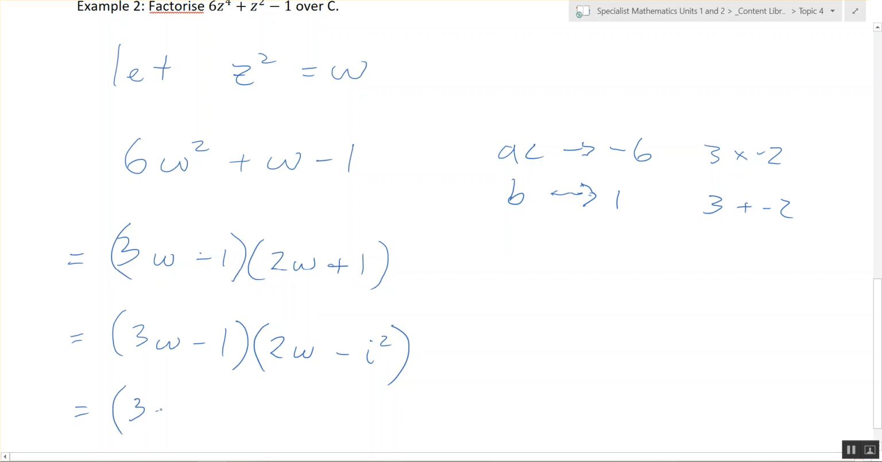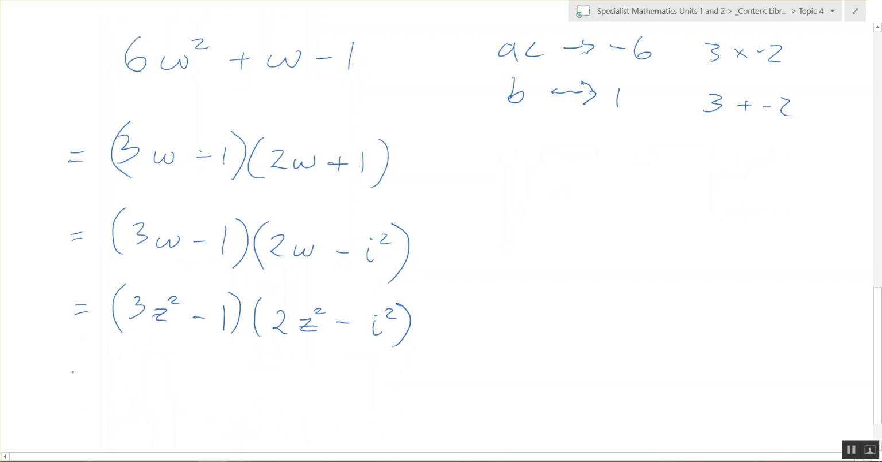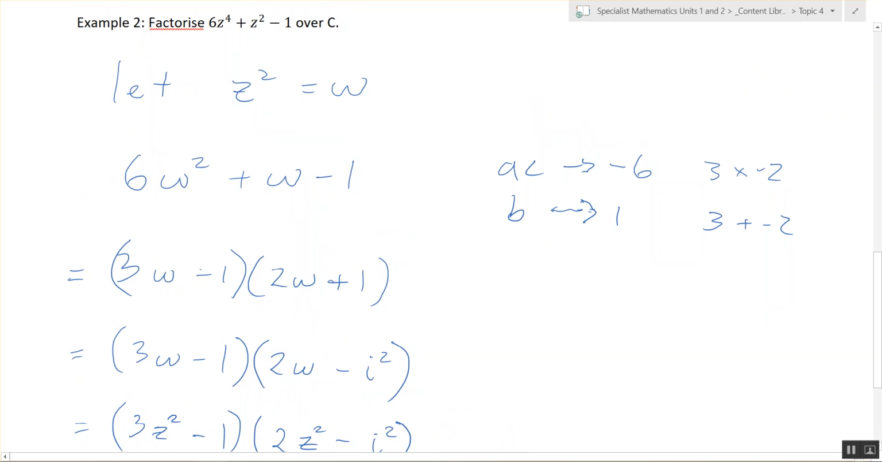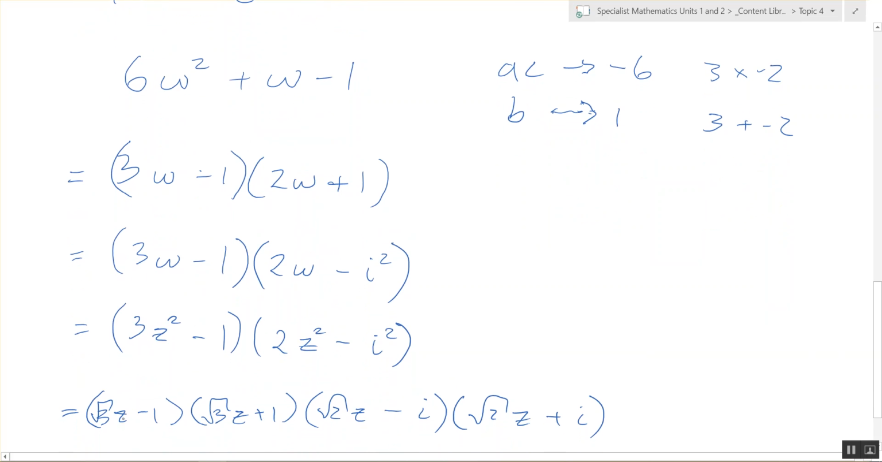So now I've got 3z squared. 3 is not a square number, but what are we going to do with that? Square root. We're going to do the square root of 3 and the square root of 2. We've got a difference of squares, so we can split each of the brackets into two brackets: square root 3 z, square root 2 z minus i, square root 2 z plus i. So I've factorised, and I've got 4 factors because it's to the power of 4.